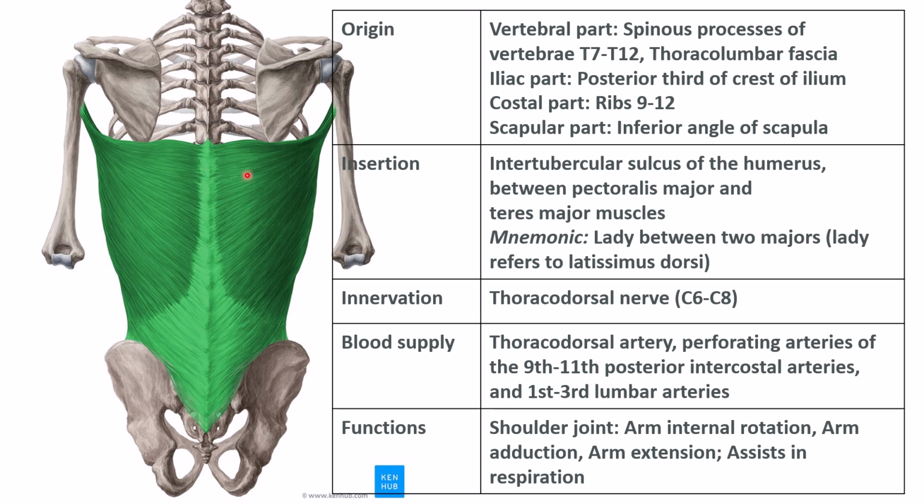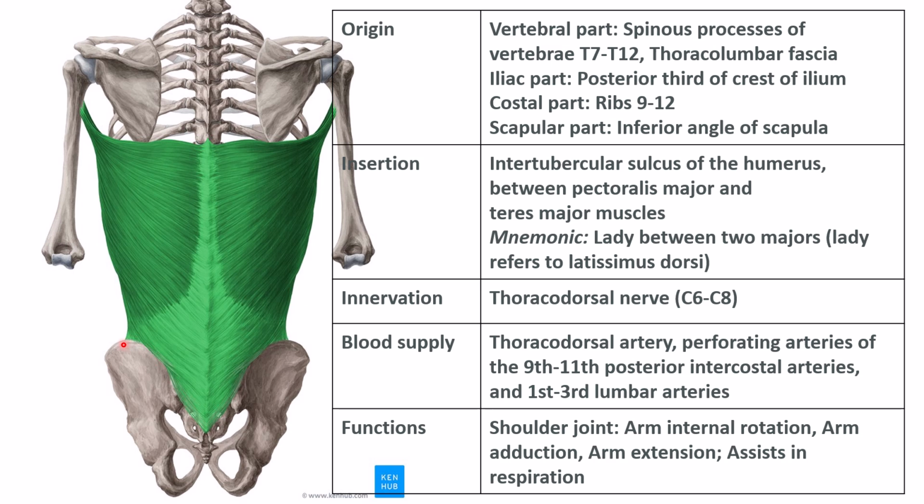As a second example, let's take here the latissimus dorsi muscle. For its origin, the origin of the latissimus dorsi is actually divided into four parts. The vertebral part here has its origin from the spinous processes of vertebrae T7 to T12.